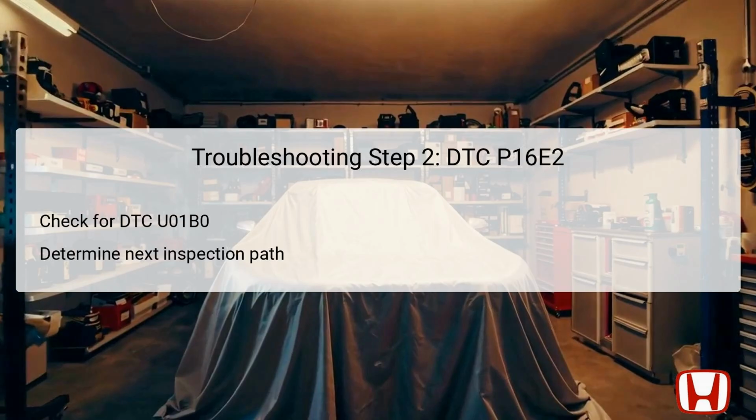In the second troubleshooting step, check if the DTC U1B0 is indicated along with P16E2. DTC U1B0 relates to a communication error and may suggest a broader issue affecting the vehicle's communication networks. If U1B0 is present, further inspections will need to be directed toward general communication faults. If U1B0 is absent, it narrows down the issue specifically to LIN communication concerning the alternator and the PCM.